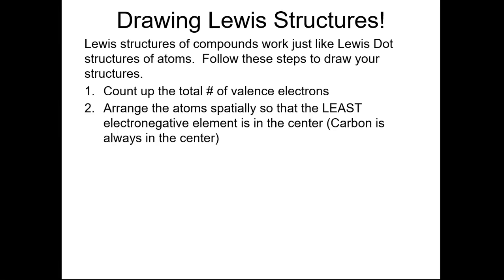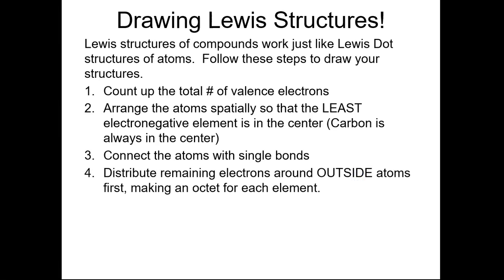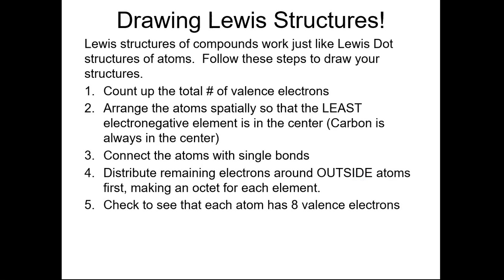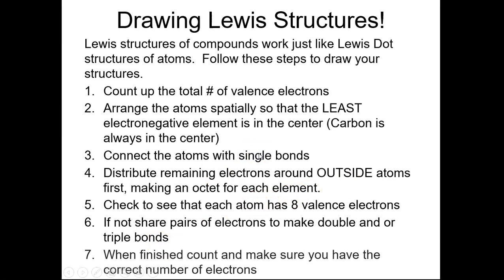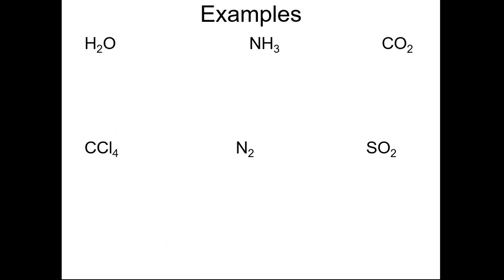Carbon is always in the center, hydrogen never is. We connected the atoms with single bonds. We distributed the remaining electrons outside if needed first, and then on the central atom. We're checking to make sure that all our atoms are satisfied. Now, if we don't have enough electrons to satisfy every atom, that's when we would share more electrons in double or triple bonds. And finally, when we're done, we want to count and make sure we use the correct number of electrons. All right, so we just did water.